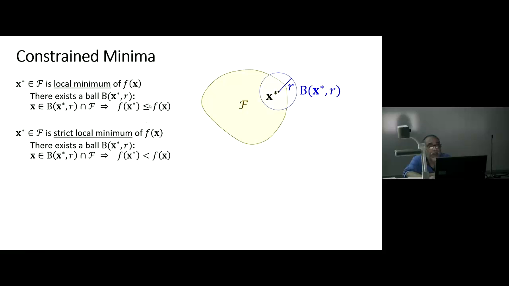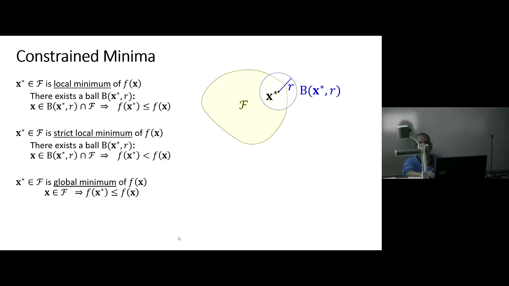And if we replace this less than or equal to with a strictly less than, then x star is a strict local minimum. So x star will be any point inside the ball? No, x star is the center of this ball. Okay, I got it. And if we ignore the ball and this holds everywhere in the feasible region, then it's a global minimum.